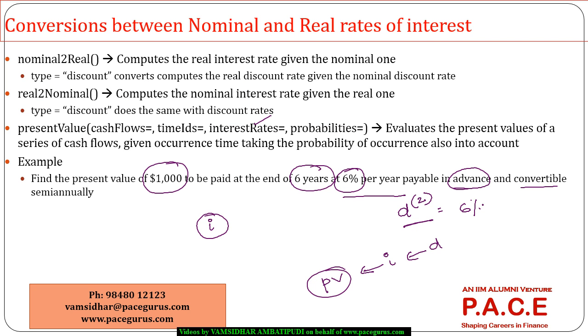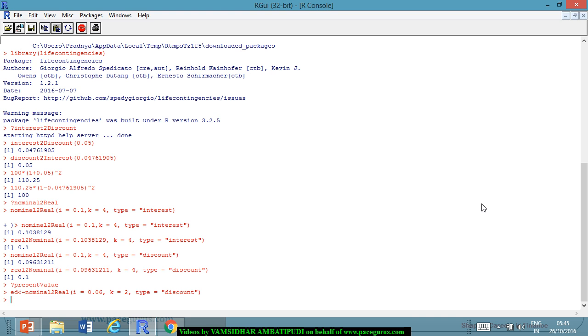Now from d I have to convert it into i. So basically I'll call it effective interest, or probably I'll convert it just to i, which is nothing but, now I am doing a discount to interest conversion. Discount to interest.